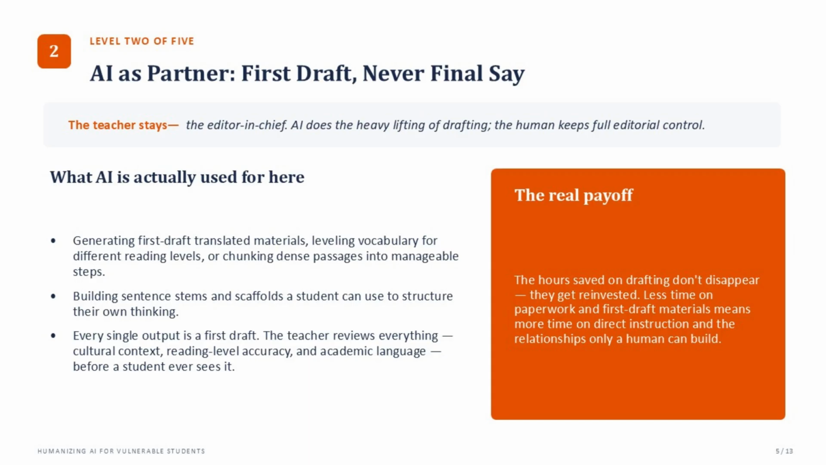How? The teacher has to review and edit absolutely everything before a student ever even sees it. Everything. They're actively checking for cultural context, reading level accuracy, and idiomatic language that might confuse a multilingual learner. Okay, so the AI is doing the heavy lifting of drafting, but the teacher maintains total pedagogical control. Right. The human is still the editor-in-chief.